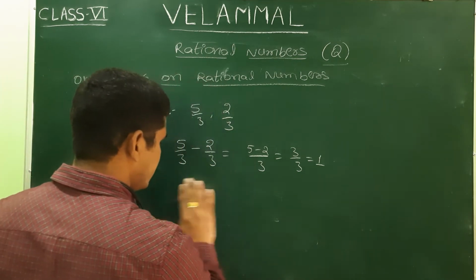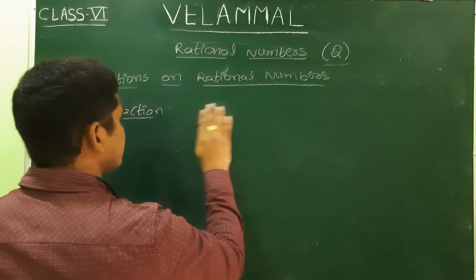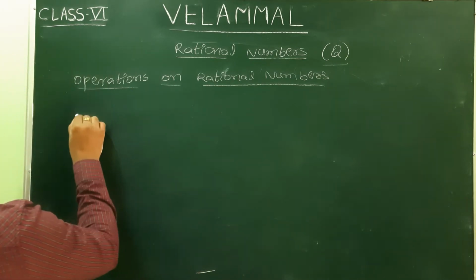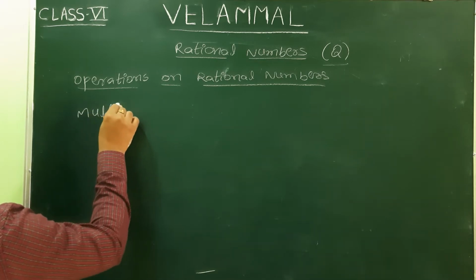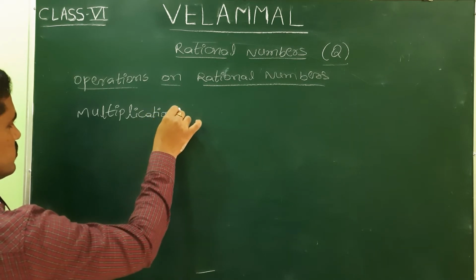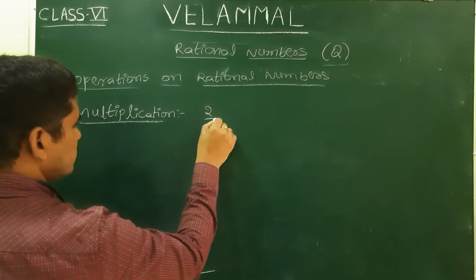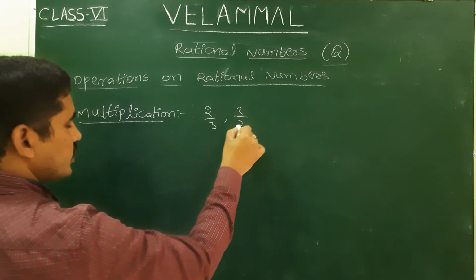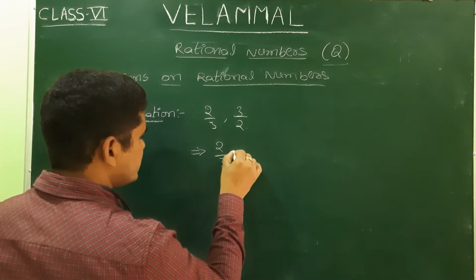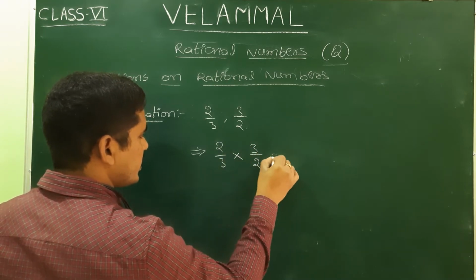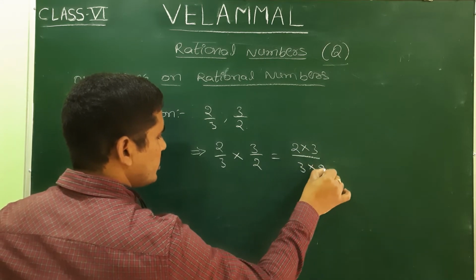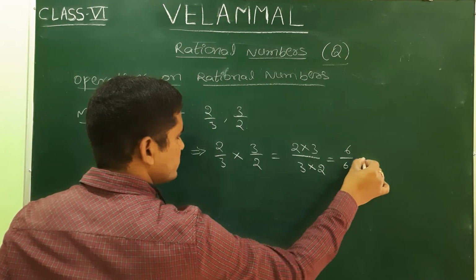Next we have the multiplication. Multiplication of rational numbers will be taken as we have discussed for fractions. Okay, multiplication. The same 2 by 3 and 3 by 2 we are taking. How can we multiply these? Multiplication of fractions or rational numbers can be taken as numerator into numerator divided by denominator into denominator. By that we will get 6 by 6, which is 1.